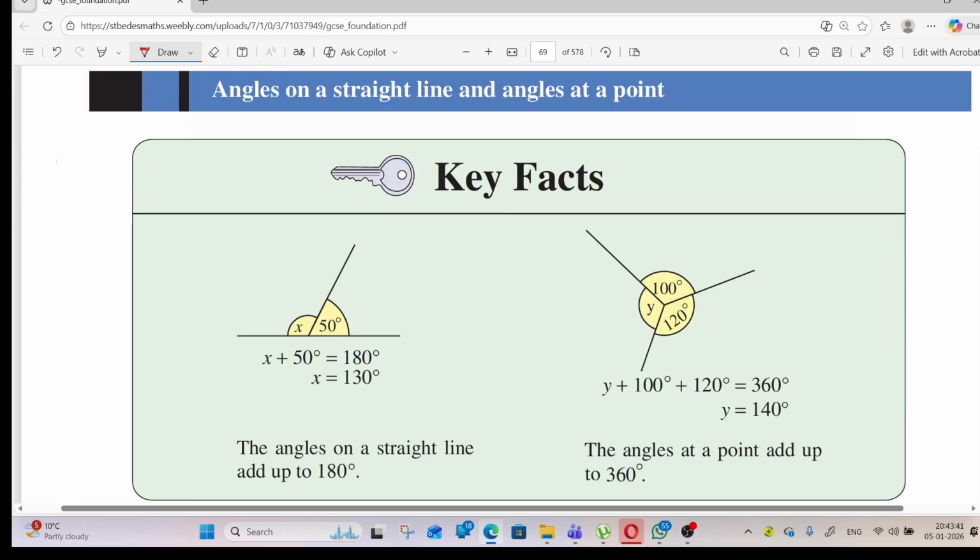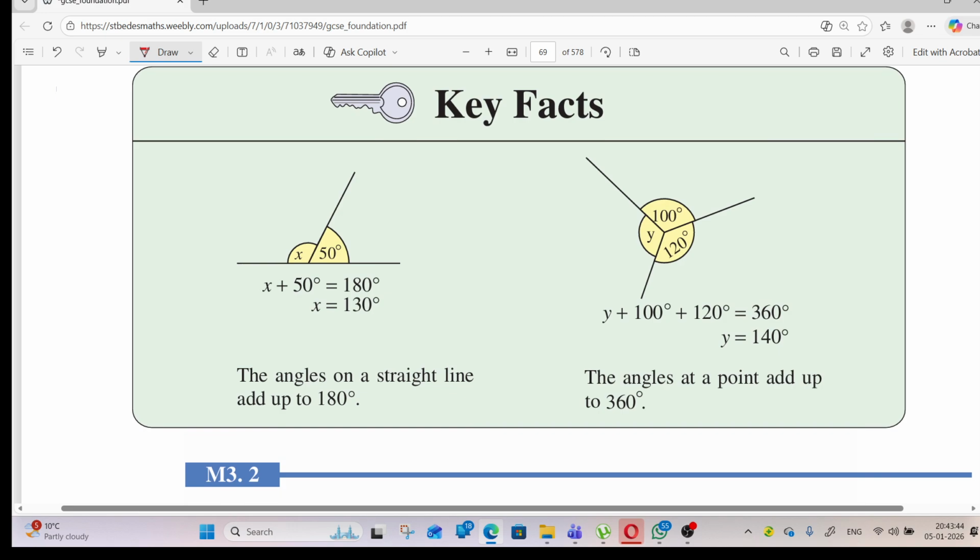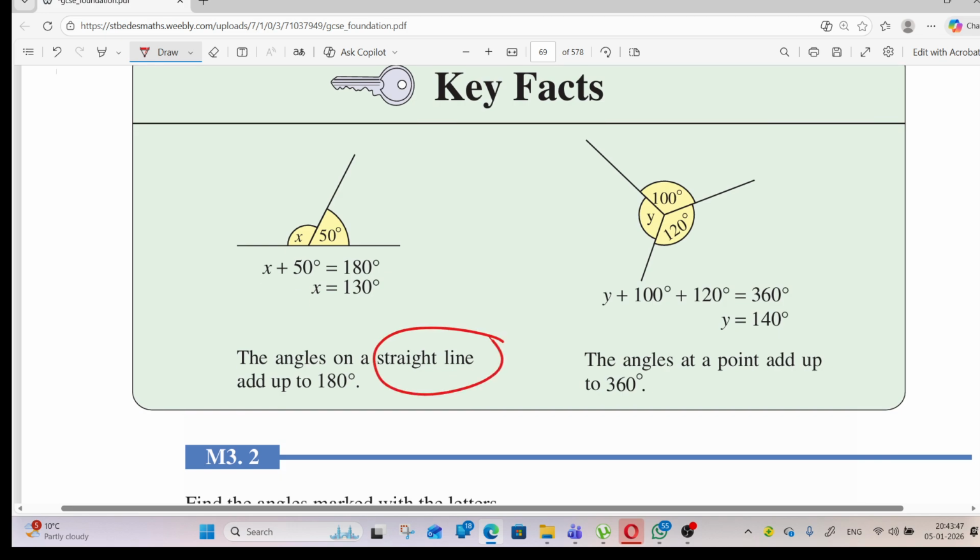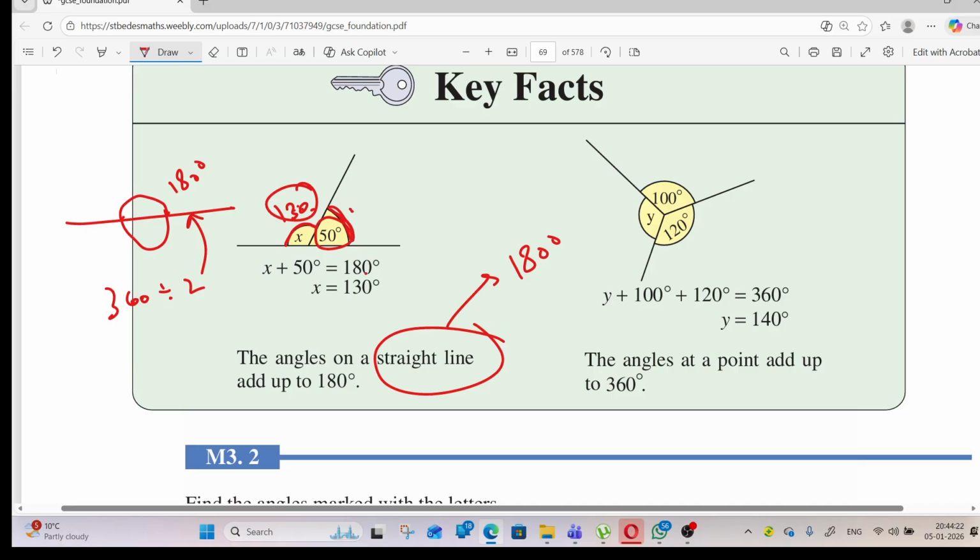Okay, now let's see angles on a straight line and angles at a point. We know a straight line angle is 180°, right? This is half of a full turn. Full turn is 360, and if you halve it, you get 180 degrees. So if there is more than one angle on a straight line, they always add up to 180 degrees. For example, if you have x and this is 50, they should add up to 180 degrees. If I write 130, 130 plus 50 is 180 because they are on a straight line.